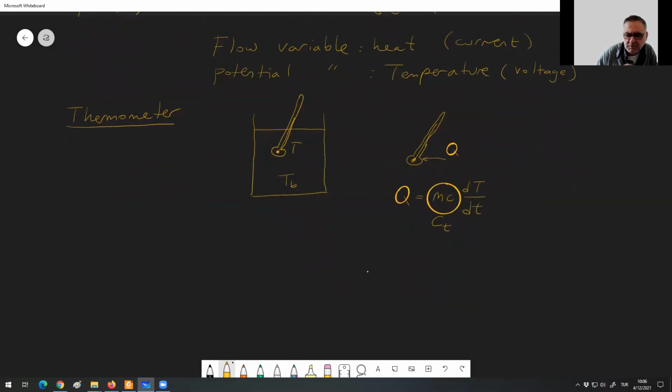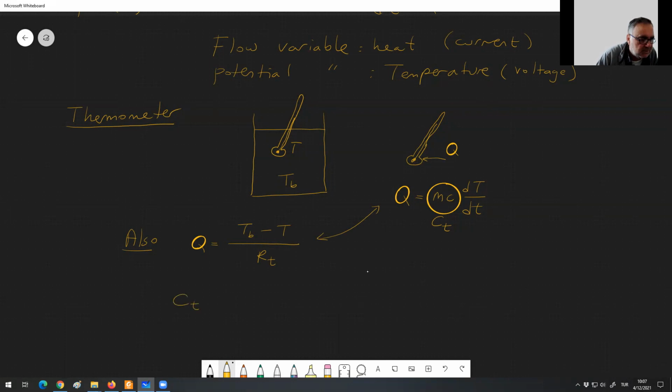But this heat flowing to this device, there is also a resistance between the mercury and the temperature of the bath. And that resistance is because of the glass of the thermometer. So there is a thermal resistance RT, which is TB minus T over RT. And these two are equal to each other, as you see.